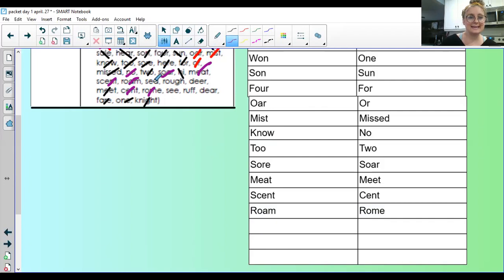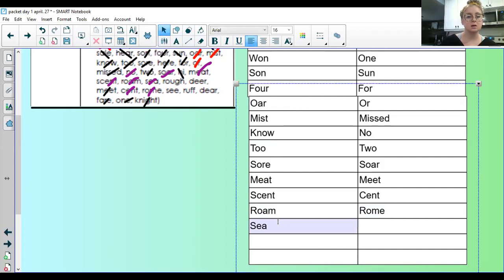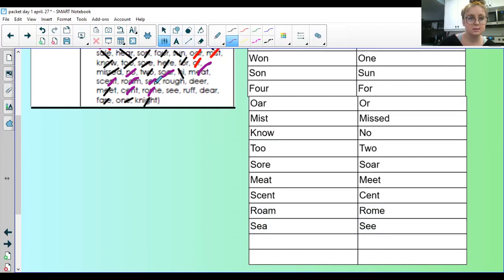Then we have the word sea, S-E-A. The sea is like the ocean, okay? The other see is what you do with your eyes. So see and look would be synonyms.